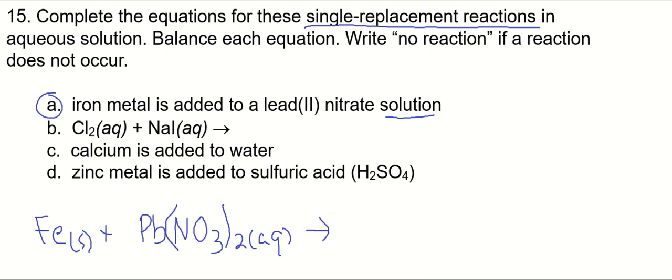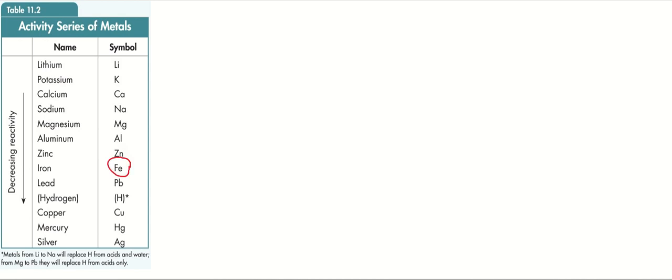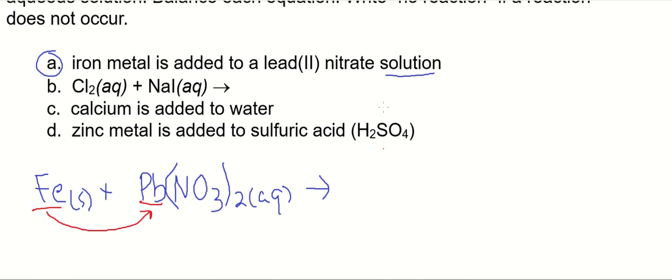All right, let's check out the activity series. Is iron more reactive than lead? Iron is more reactive than lead. So this reaction is going to occur, and we'll find out in a later lesson that all single replacement reactions can also be classified as redox reactions or oxidation reduction reactions. More on that later. Let's switch these cations. Lead is going to be displaced. That's going to be a solid.